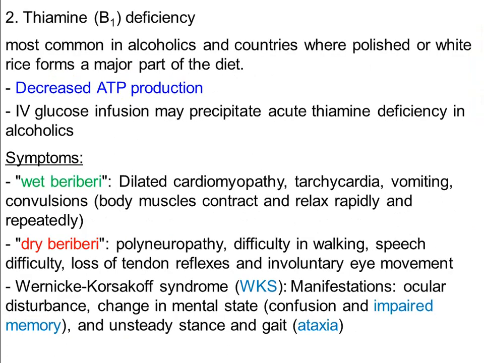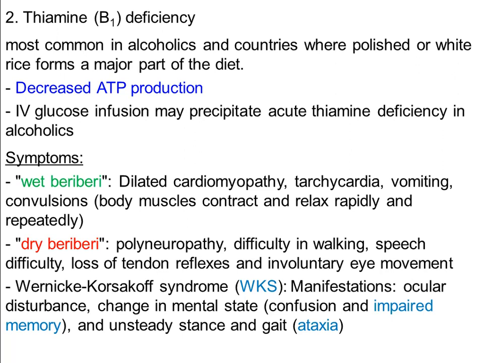The second case is thiamine deficiency. It is most common in alcoholics. Thiamine is an important coenzyme for the 3 dehydrogenases that I described to you earlier. Thiamine deficiency leads to decreased ATP production. In our body, the systems most sensitive to decreased ATP production are the cardiovascular system and nervous system.